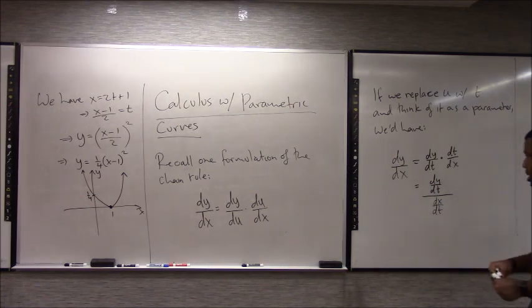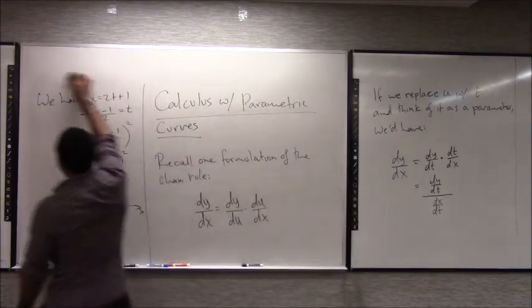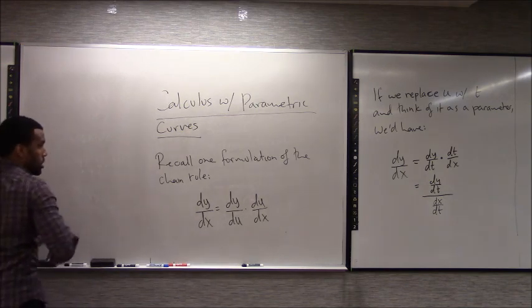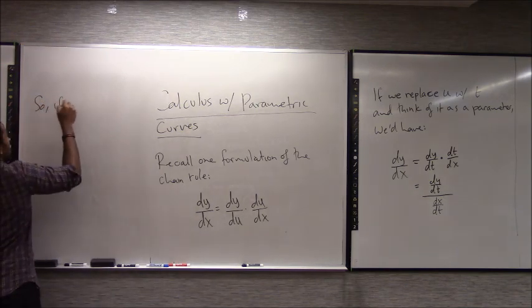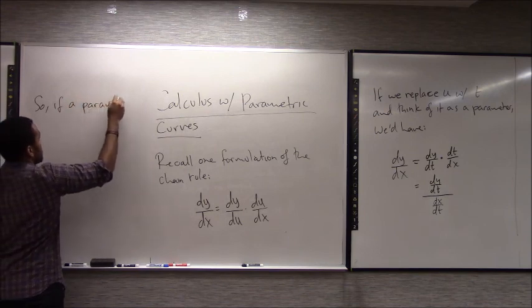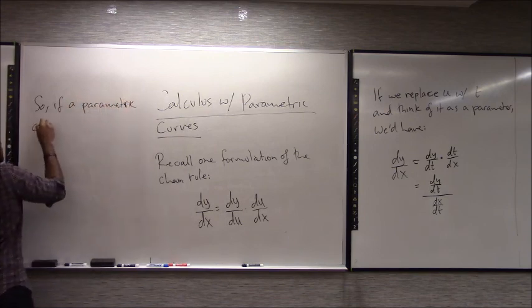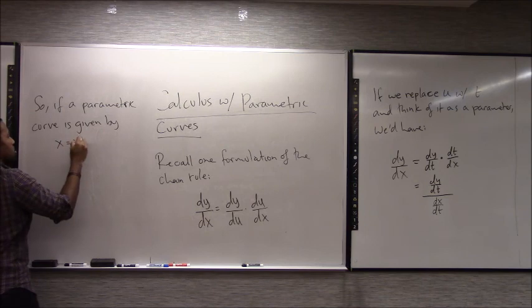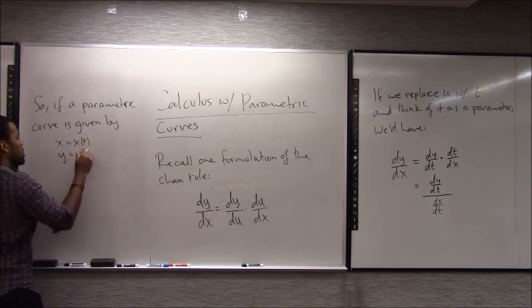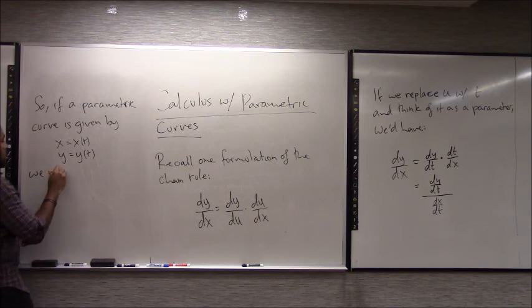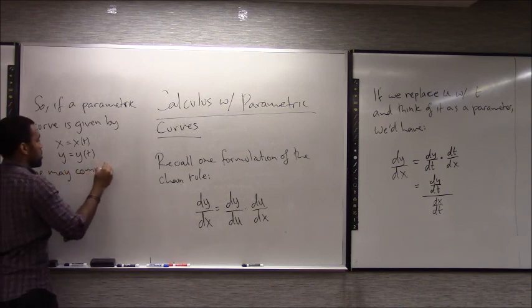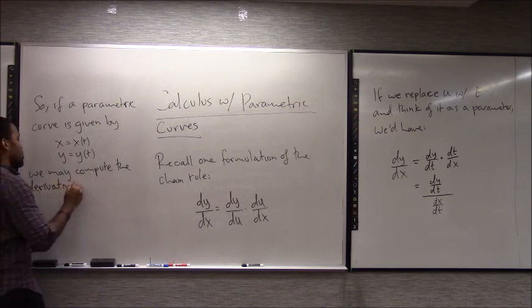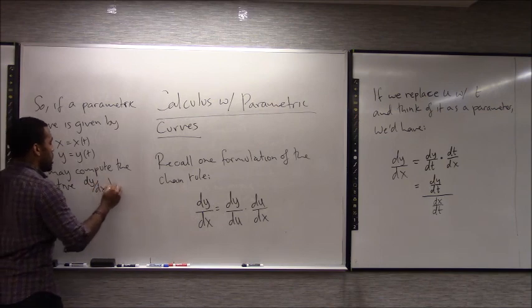So that leads us to our first formula. If a parametric curve is given by x equals x of t and y equals y of t, we may compute the derivative dy dx by that equation.